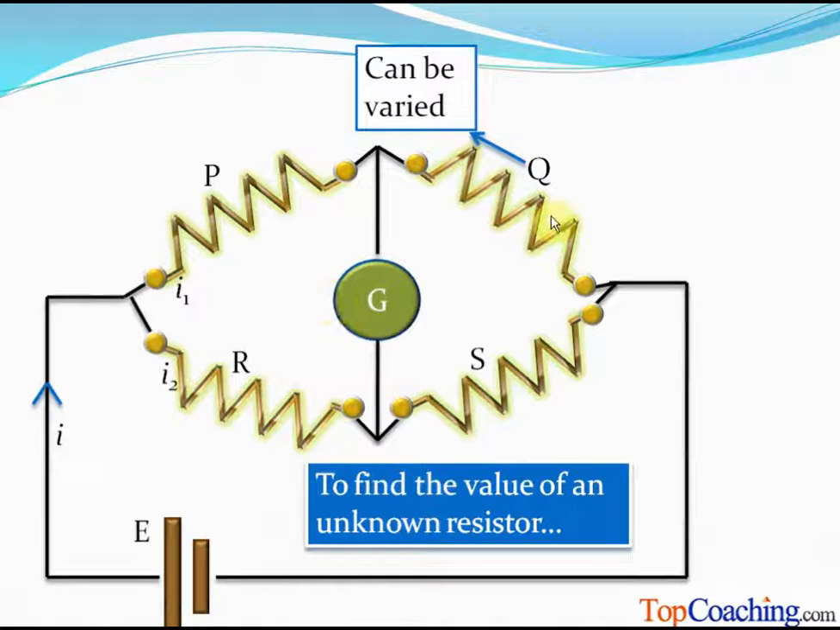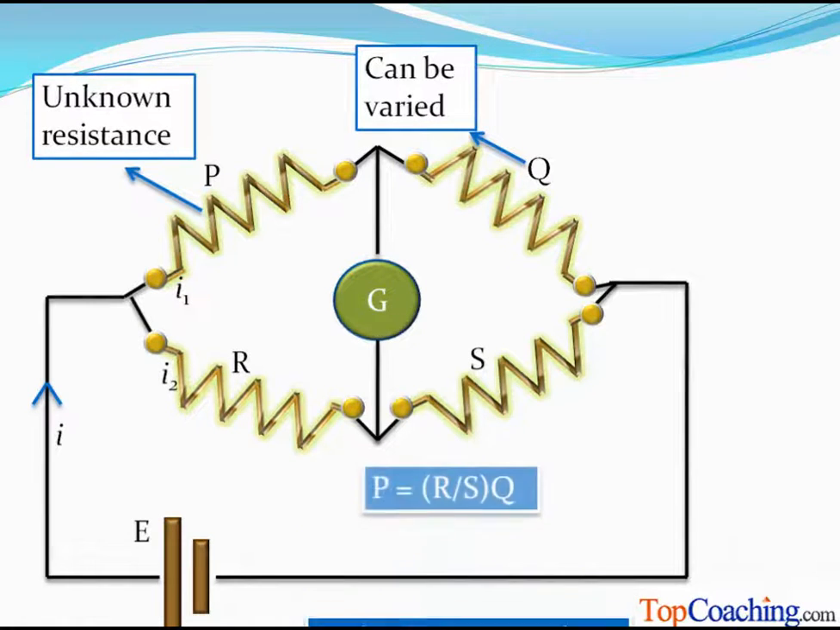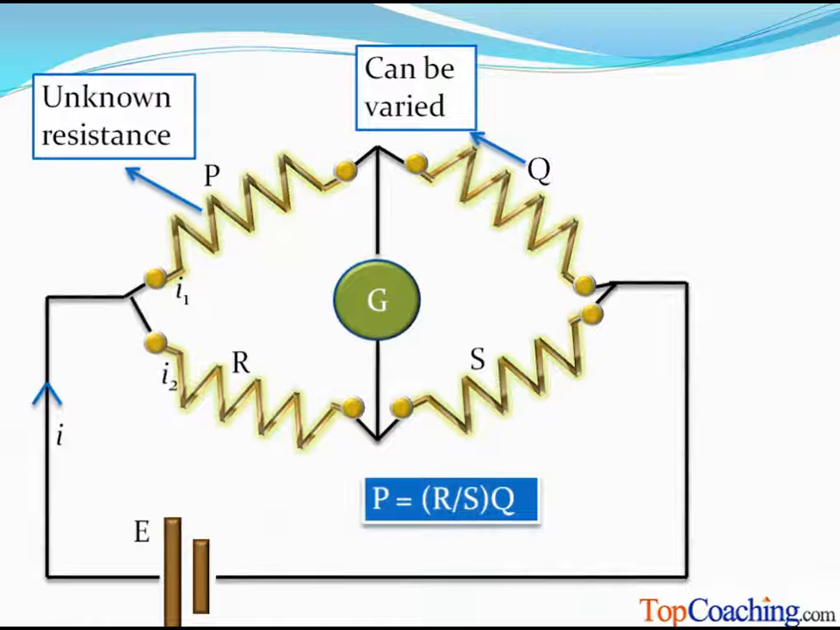When we do that, we keep on varying the value of Q until 0 deflection is obtained in the galvanometer. At the instant when 0 deflection is obtained in the galvanometer, we know that the ratio P by Q is now equal to R by S, isn't it? So Q is varied until P by Q is R by S, and therefore the value P can be obtained as R by S into Q.